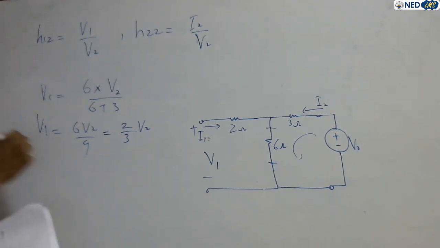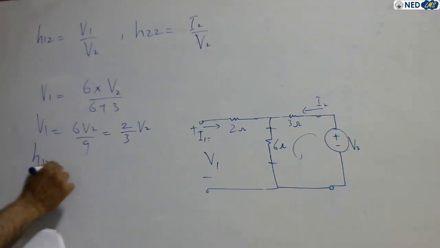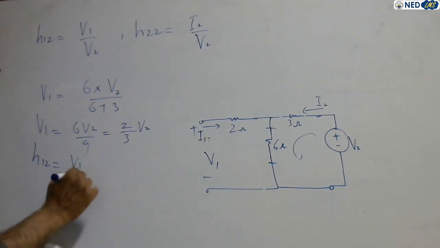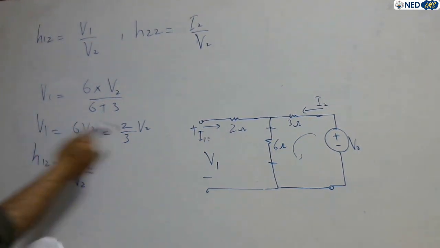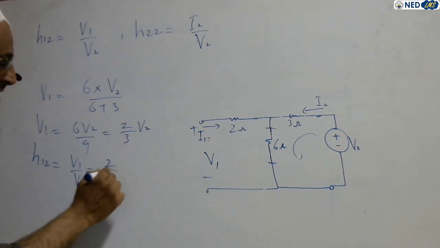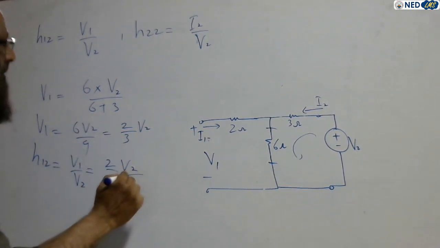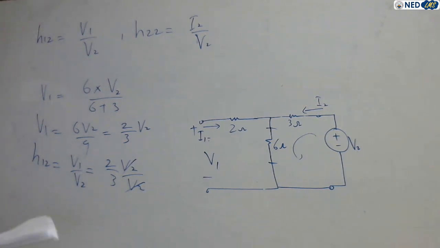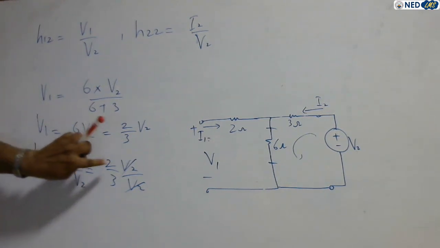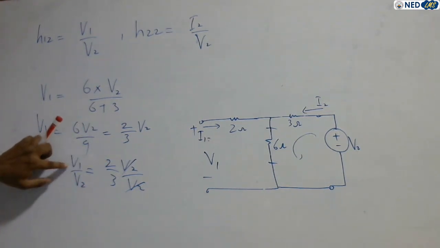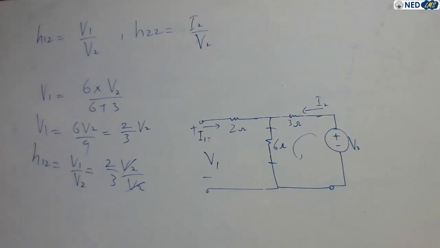So H12 equals the ratio of V1 over V2. V1 in terms of V2 is 2/3 V2, over V2. V2 is cancelled with V2, and it comes out to be 2/3. It is a ratio of two same quantities, so there are no units, right? And it is the reverse voltage gain, right? So 2/3 comes out to be.